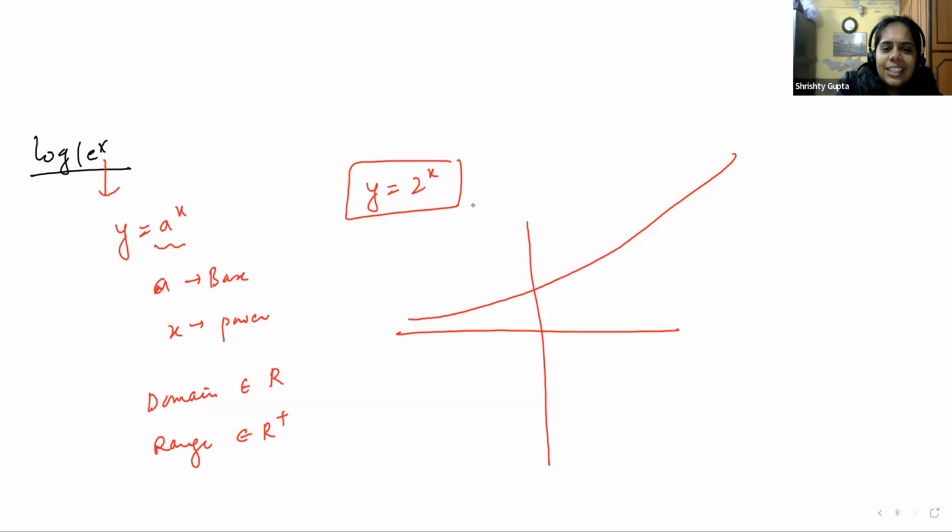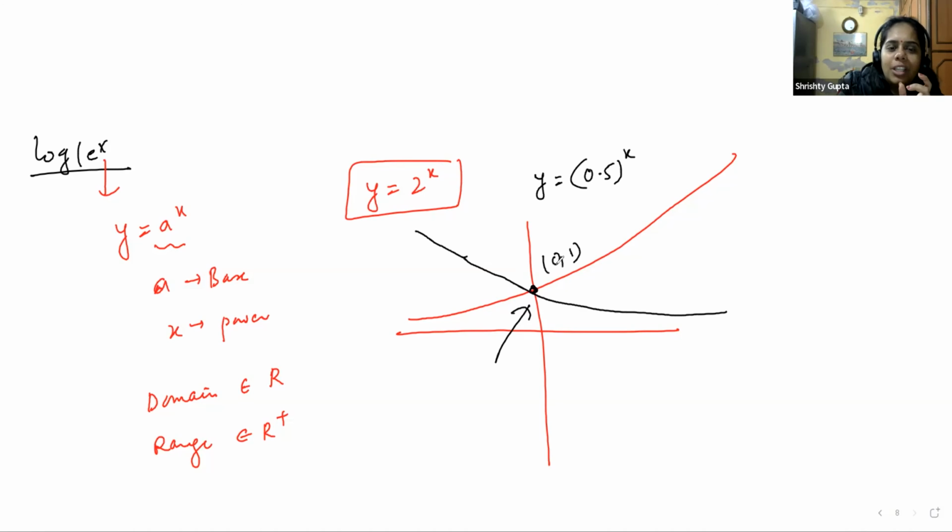But instead of this, if I take a base that is less than 1, I can understand that as the value of x increases, my output becomes smaller and smaller. So I can understand that my graph will look like this. And I have one intersection point of both the graphs, and this intersection point is nothing but when x becomes equal to 0, the value becomes equal to 1. So this is some basic information about exponential functions.